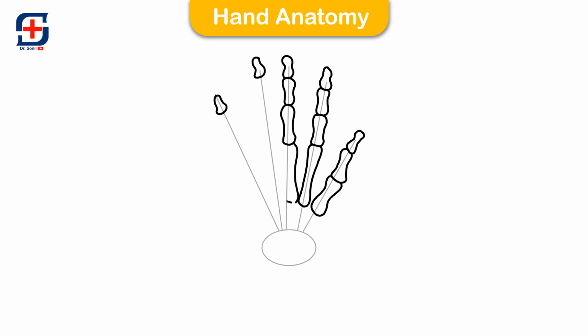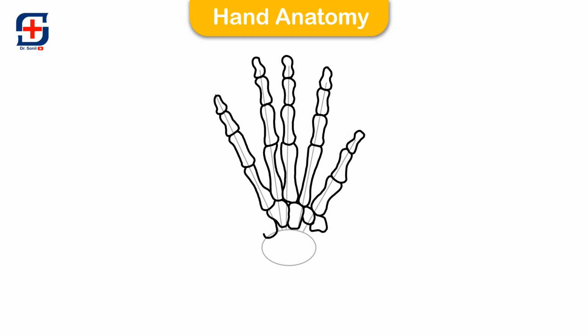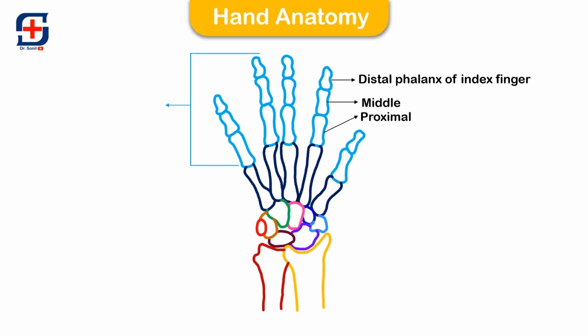The 8 short carpal bones of the wrist are organized into a proximal row, scaphoid, lunate, triquetral, and pisiform, which articulates with the bones of the forearm, and a distal row, trapezium, capitate, and hamate, which articulate with the bases of the 5 metacarpal bones of the hand. The phalanges are digital bones in the hand.